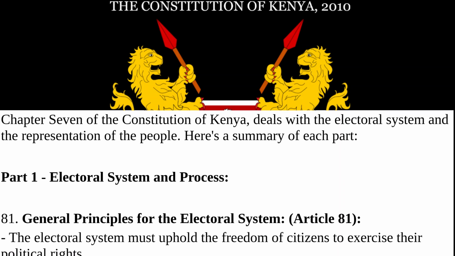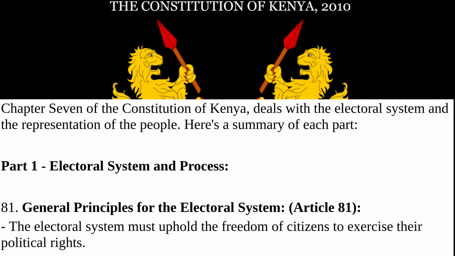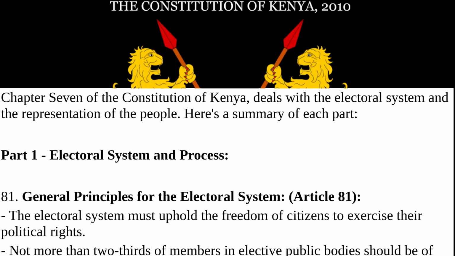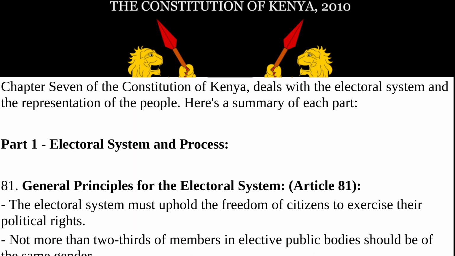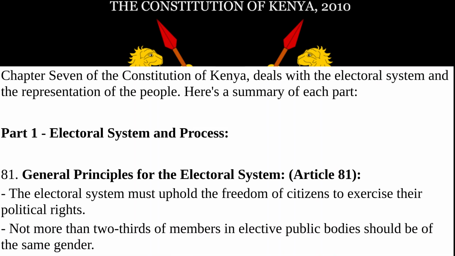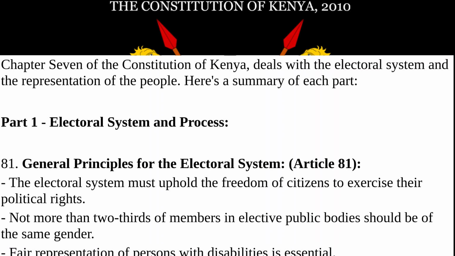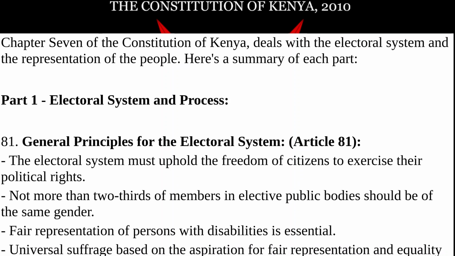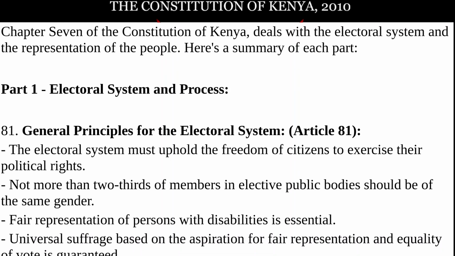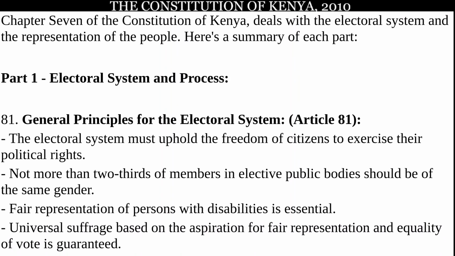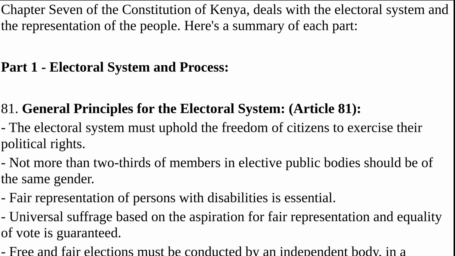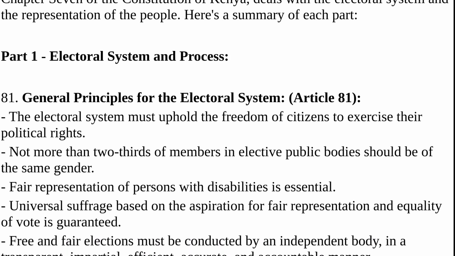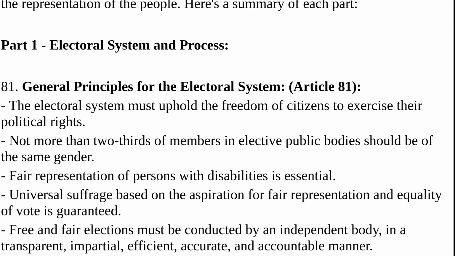Not more than 2/3 of members in elective public bodies should be of the same gender. Fair representation of persons with disabilities is essential. Universal suffrage based on the aspiration for fair representation and equality of vote is guaranteed. Free and fair elections must be conducted by an independent body, in a transparent, impartial, efficient, accurate, and accountable manner.